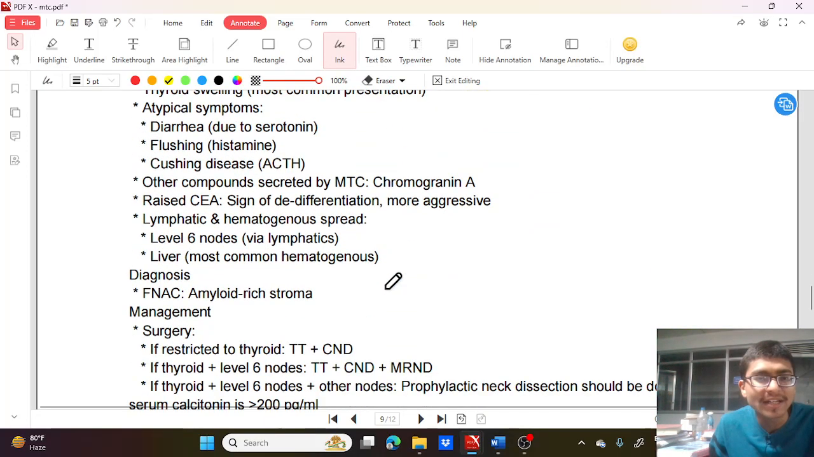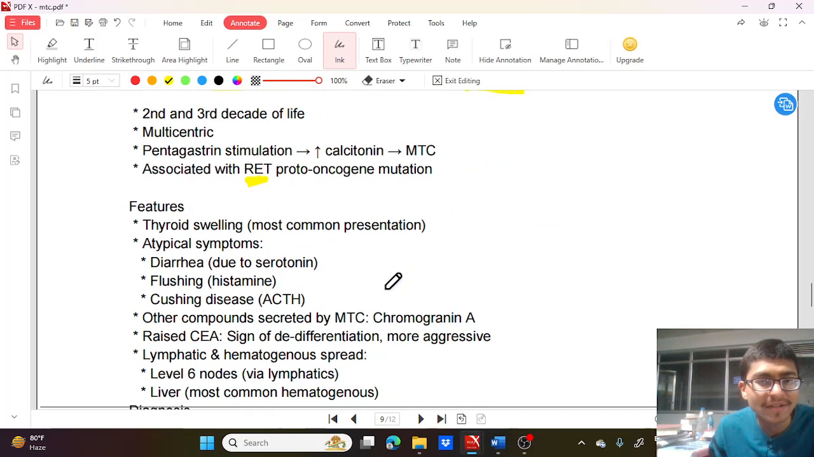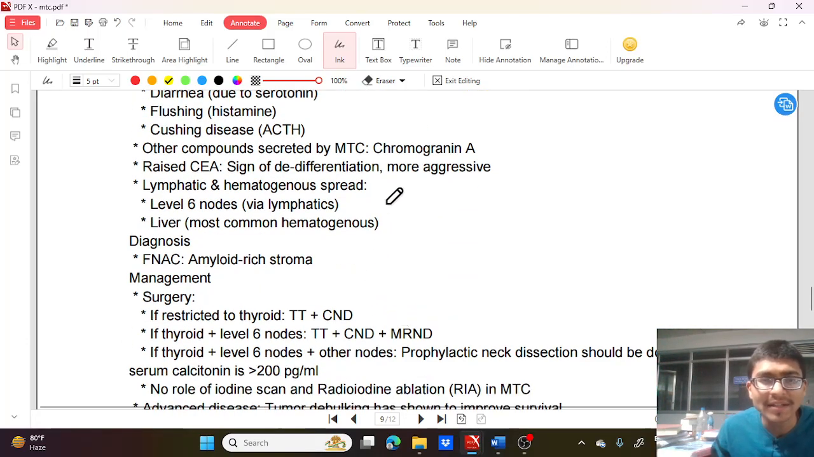Then coming to clinical features, thyroid swelling will be the most common, and will sometimes be associated with painful symptoms and compressive symptoms. Other than that, due to paraneoplastic syndrome, there could be diarrhea due to serotonin, flushing due to histamine, and Cushing syndrome due to ACTH secretion. Another compound secreted by MTC is chromogranin, that is chromogranin A.